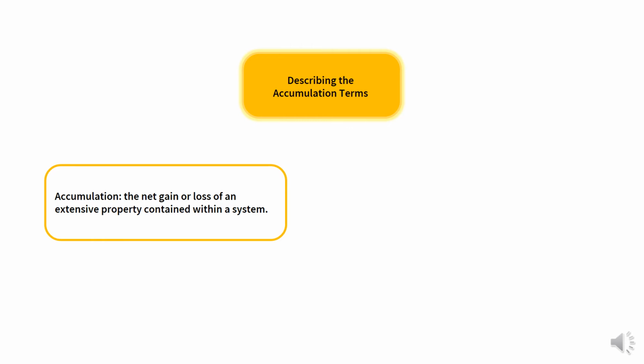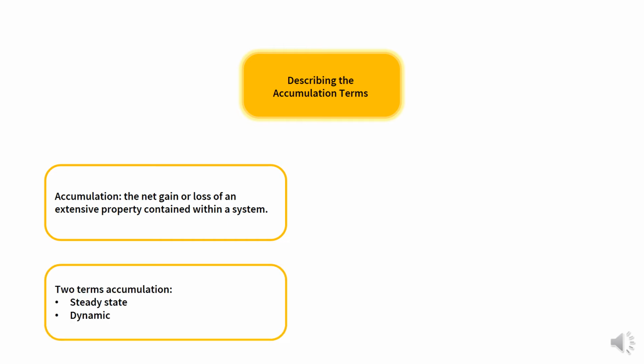Describing the accumulation term. The accumulation term describes the net gain or loss of an extensive property contained within a system. When an accumulation term is present, the amount of extensive property in the system has changed during the time period of interest. There are two terms that describe the characteristic of the accumulation term of a system, that is steady state or dynamic.